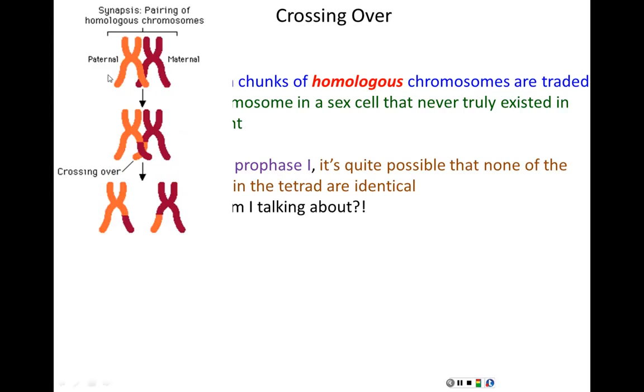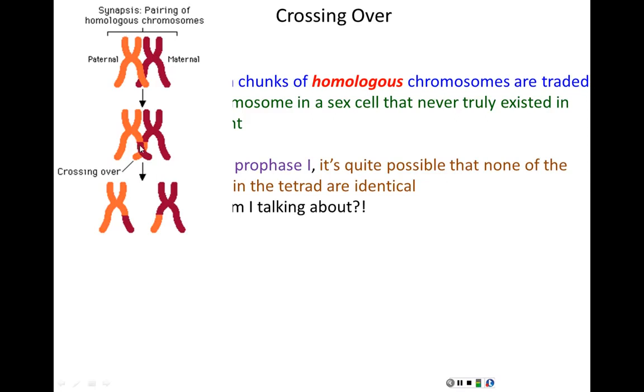Here we have the beginnings of crossing over. I have my paternal chromosome in light orange. It has already been replicated, so I have 2 sister chromatids here. And my maternal chromosome in dark orange, already replicated, 2 sister chromatids, and they are in synapsis. They are lined up side by side. They are creating a tetrad, 1, 2, 3, 4 chromatids, and this is in prophase 1 of meiosis.